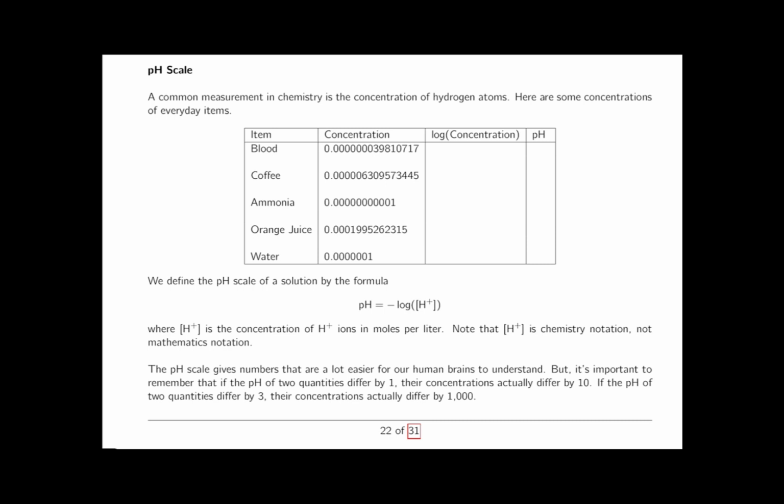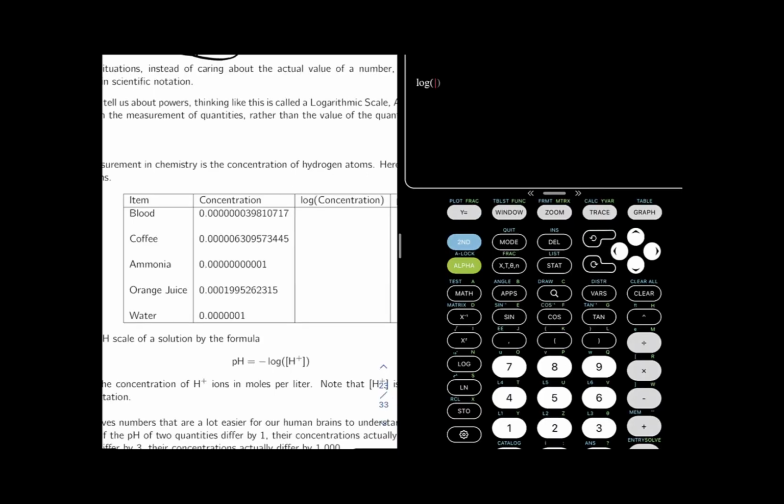So I'm going to pull up a calculator real quick. The log of the concentration of hydrogen in blood would be log of 0.000. Oh goodness, this is hard to do. There are 7 zeros there. 398107117. My goodness. Okay. And we get about negative 7.4. And we can do this for all of these concentrations.